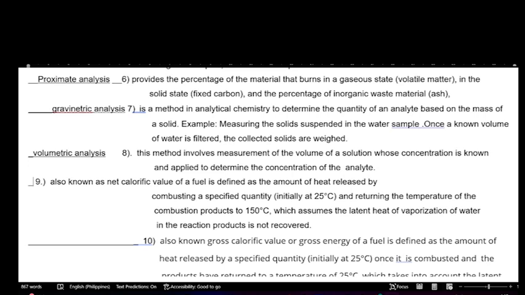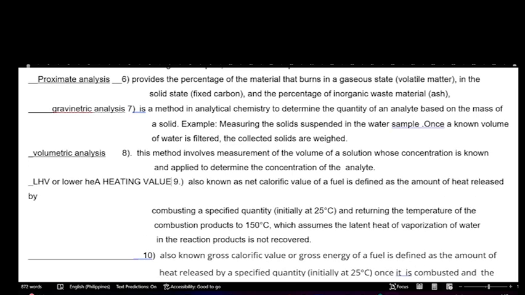Number 9. Also known as net calorific value. O, alam mo yan, ba? Anong gawin? LHV or lower heating value, okay lang yan. Okay lang yung LHV, wag lang yung HIB. Ito, nag-capital na.